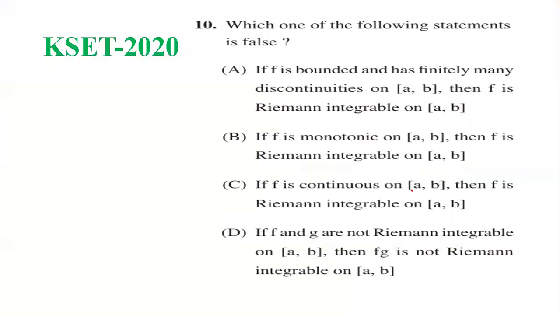Next, KSET 2020 question. Which of the following statements is false? They are asking for the false statement. Option A: if f is bounded and has finitely many discontinuities on [a, b], then f is Riemann integrable on [a, b]. This is a true statement. We already saw the result.